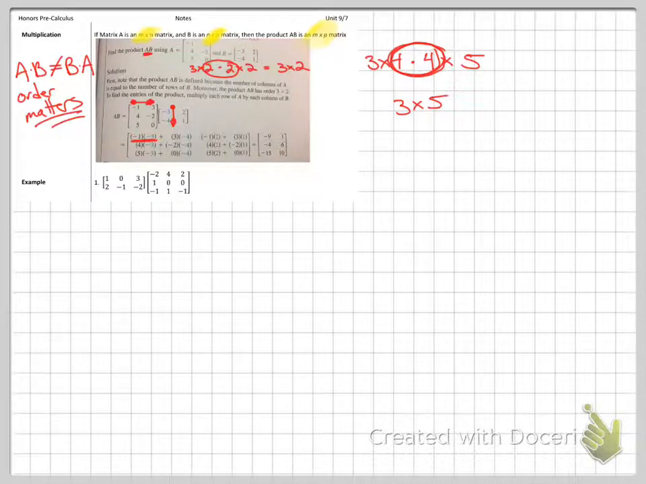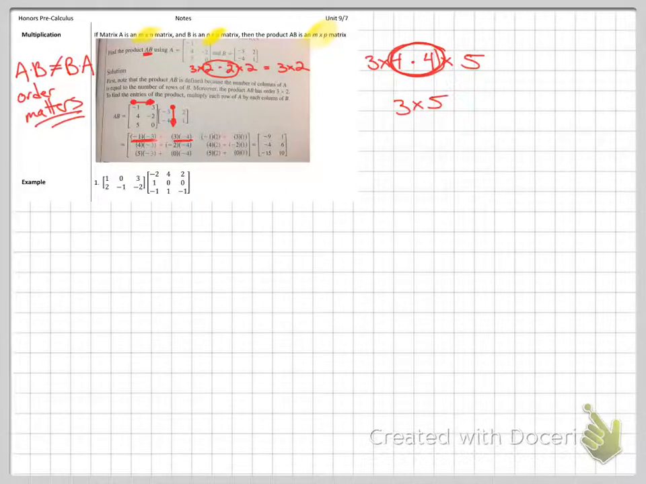It's always plus in the middle. All of these say plus in the middle. And it's those two new numbers multiplied together. That's where 3 and negative 4 come from. That's how I get the first spot in the first row, first column.